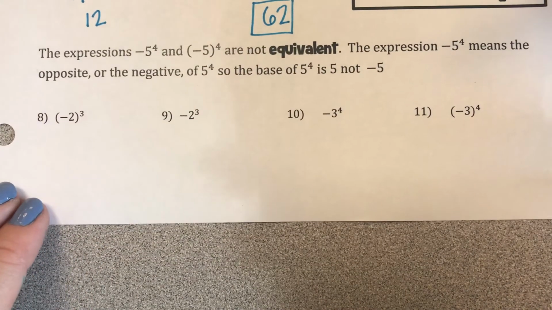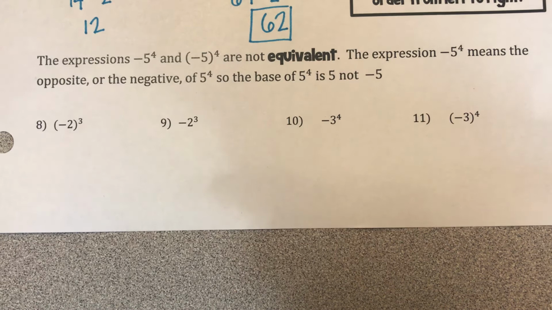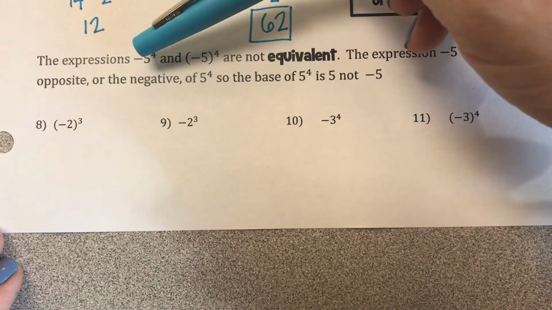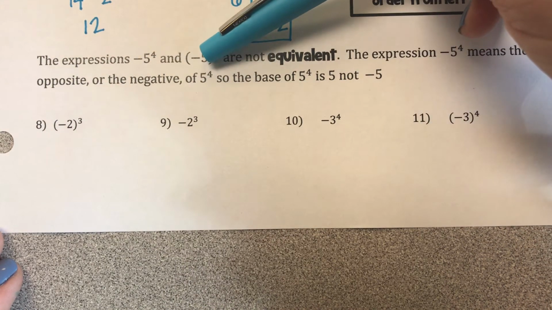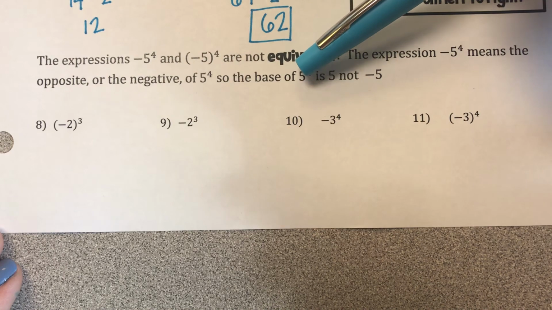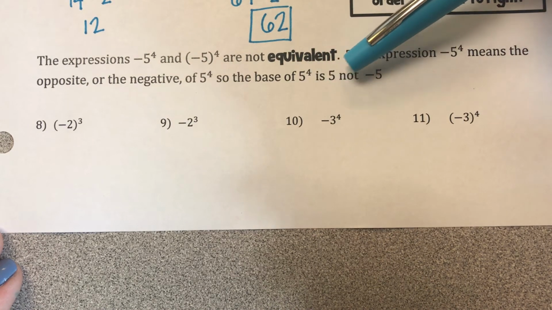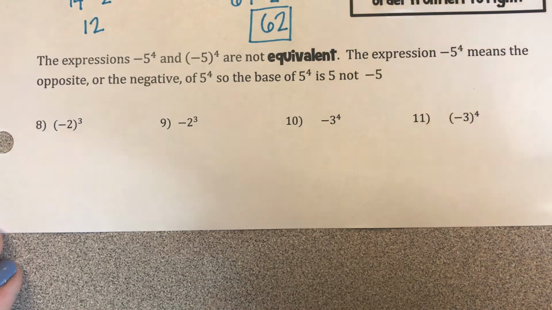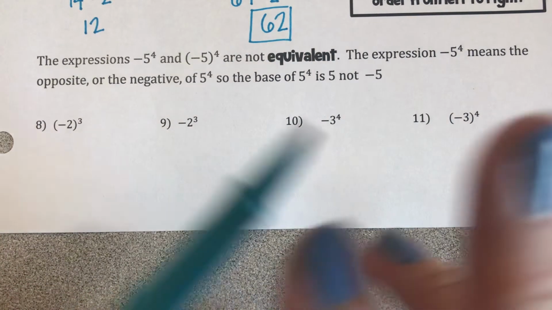Okay, so now let's talk about this bottom section. It says the expression negative 5 to the 4th and the quantity negative 5 to the 4th are not equivalent. The expression negative 5 to the 4th means the opposite or the negative of 5 to the 4th. So the base of 5 to the 4th is 5, not negative 5.